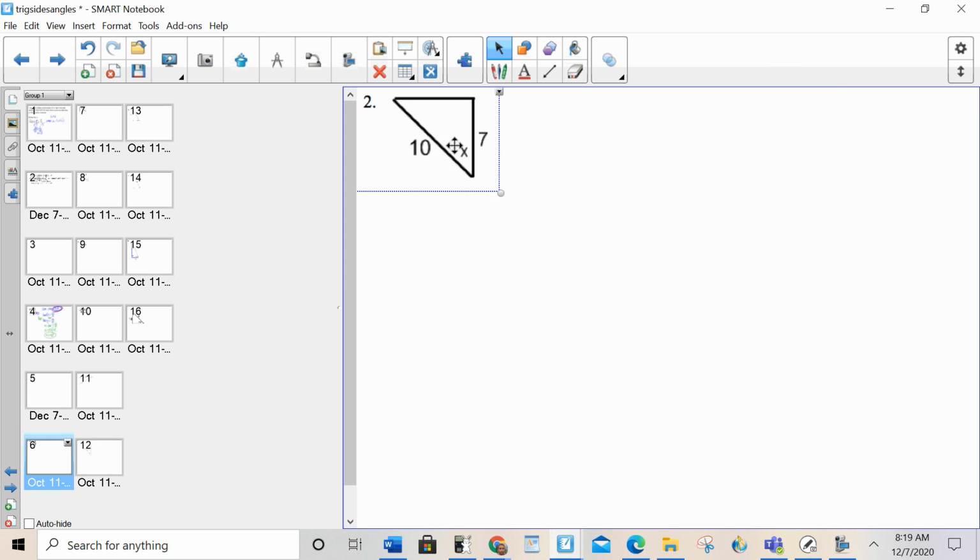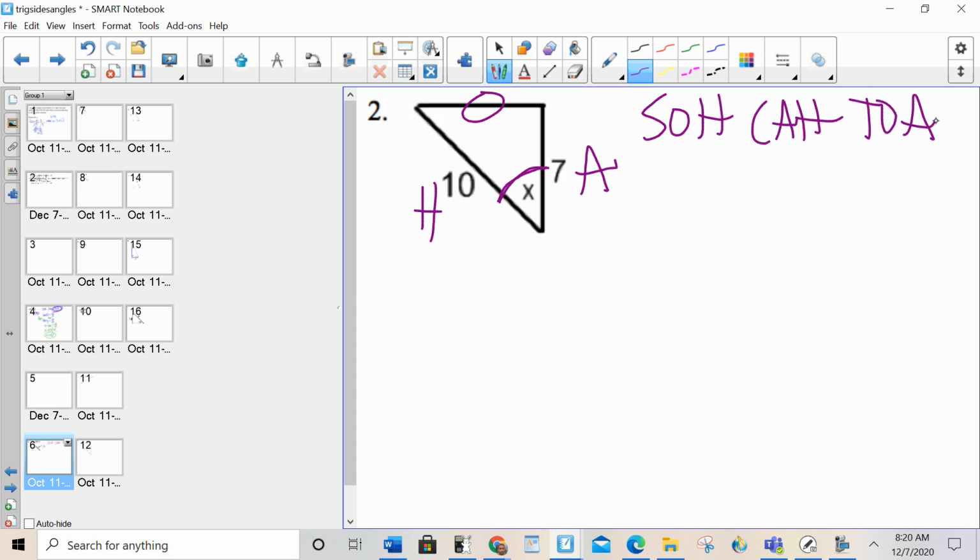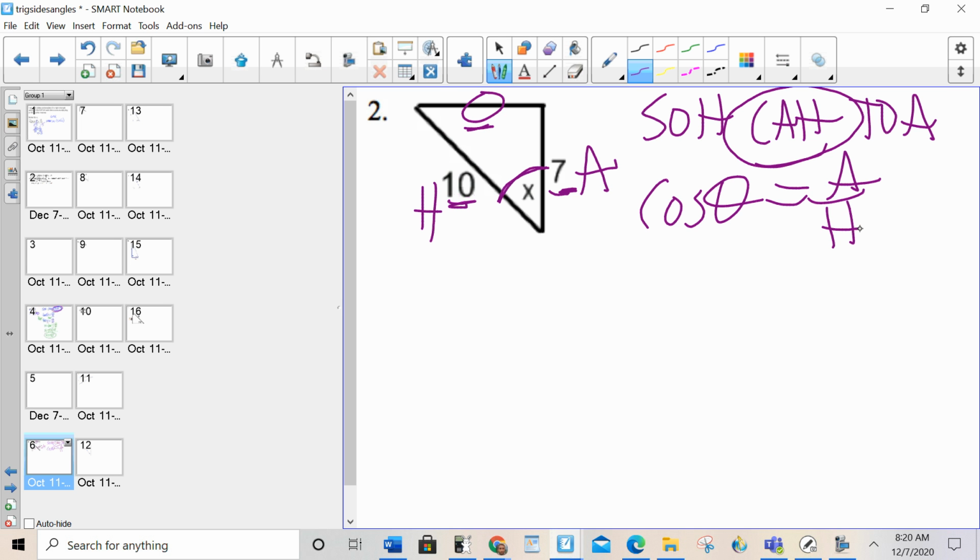Number 2. First step, label A, O, and H. So I'm going to kind of draw the angle in. H is the hypotenuse, the long slanted side opposite the right angle. The angle always connects the H and the A, which makes this my O. So, TOA. Out of the A, the O, and the H, which two are involved in this question? Well, A is 7, H is 10, O is blank, so A and H are involved, so K. K is the formula for cosine of theta equals A over H.